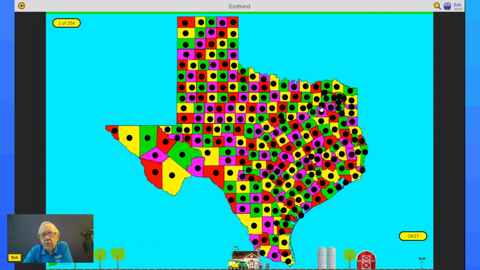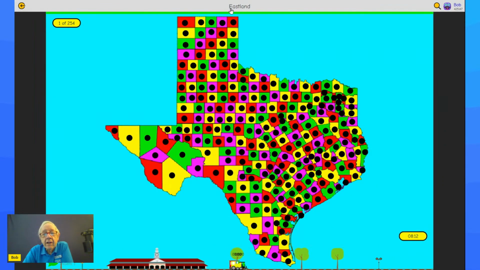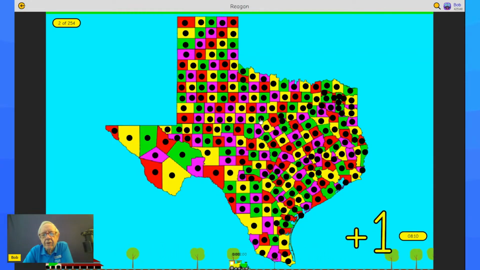Rockwall, Rains, Morris, Hamilton, Titus. This would be Camp right behind here. And this would be Delta. Delta is kind of shaped like a delta. But it asks for Eastland. So let's see how we can do on this.